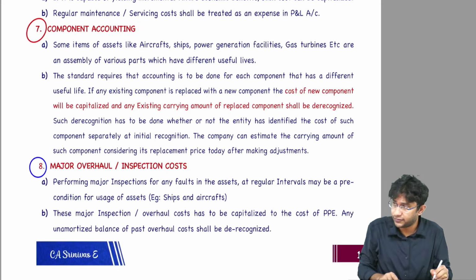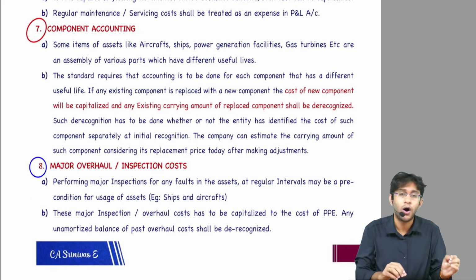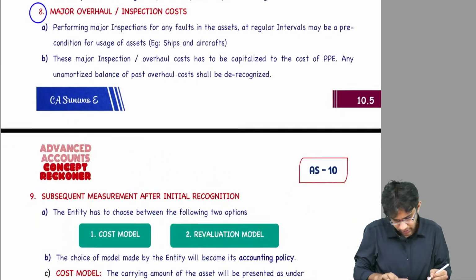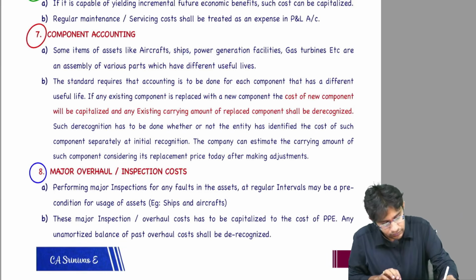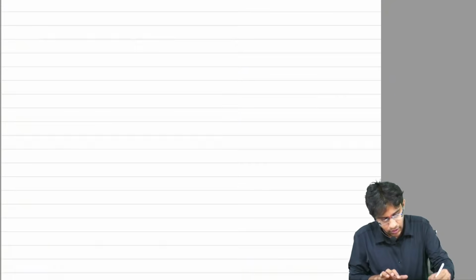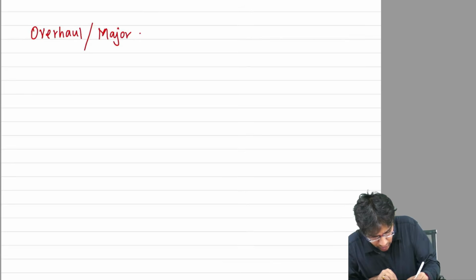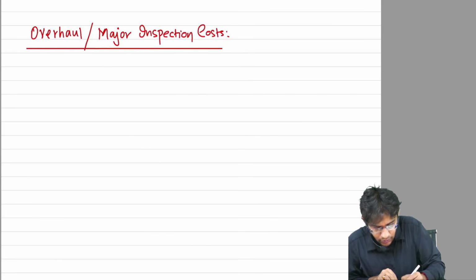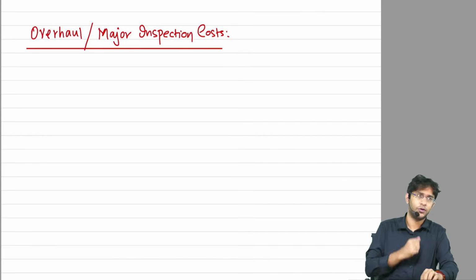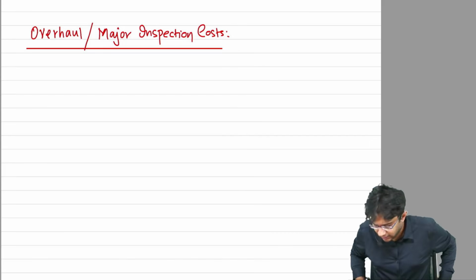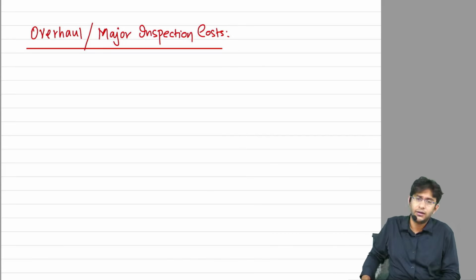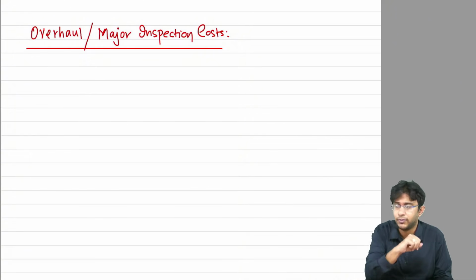Next important concept for us is major overhaul or inspection cost. Probably this will be the last point for today's session. Now, overhaul or major inspection costs. What is the meaning of this overhaul or major inspection cost? Imagine, sir, you can take any example. Let's take the same aeroplane example, whatever I've used before.